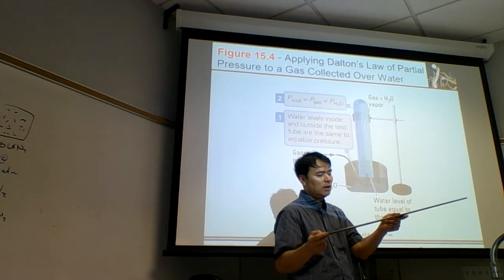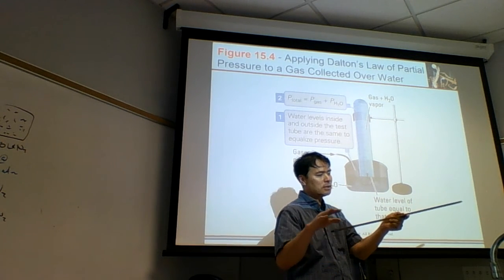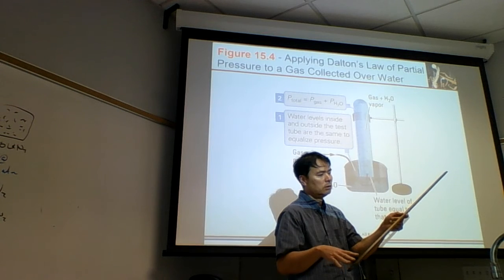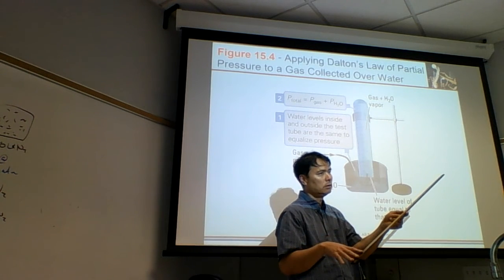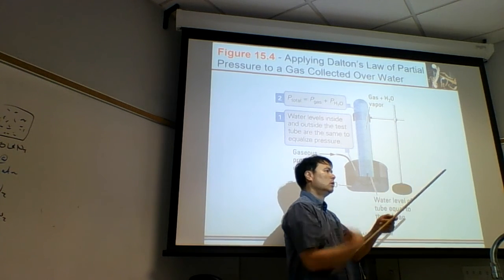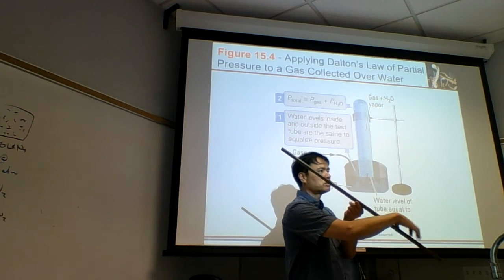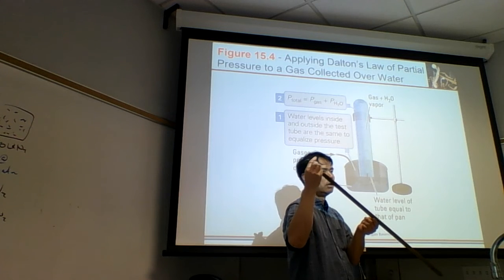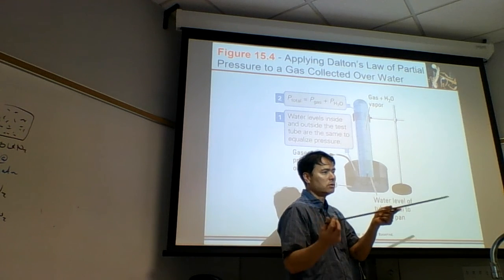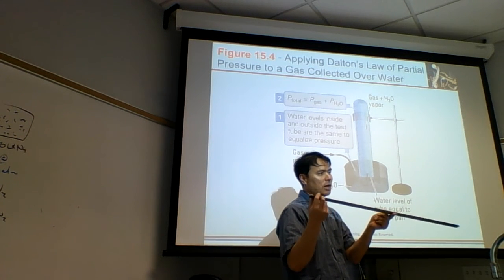If their levels aren't the same, let's say inside the test tube is lower, then we have higher pressure inside, lower pressure outside. Or if the outside level is lower, then we have higher pressure outside, lower pressure inside. So we want the two pressures equal. Do you remember doing this in lab?